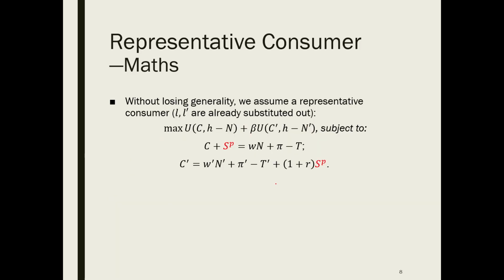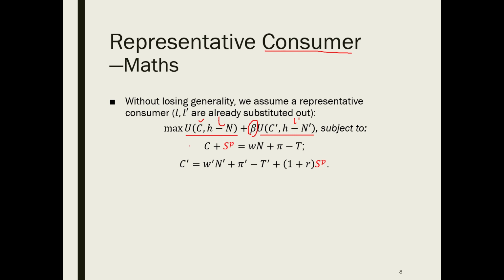Let's look at the mathematical way of modeling the representative consumer's optimization behavior. The objective function is dynamic, so the current utility and the future utility are linked by the subjective discount factor, beta. Within each period, the consumer cares about both consumption C and leisure L. If we substitute out leisure L and L prime by time endowment H minus labor supply in the two periods, we have the following.